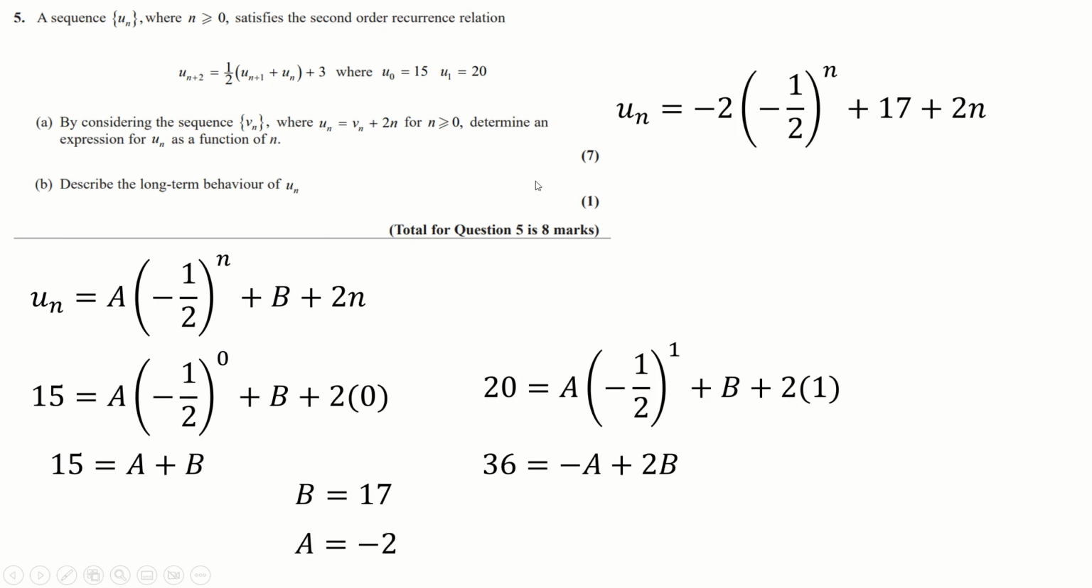And describe the long-term behavior. As n goes to infinity, minus a half to the power a really, really big number is just 0, or basically 0. It limits to 0. So u_n, as n gets very large, just limits to a linear function, 17 plus 2n. It's very tempting to say just u_n becomes very large, but they want you to say it tends to a linear function of the form 17 plus 2n, that kind of thing. That's what they want you to say.